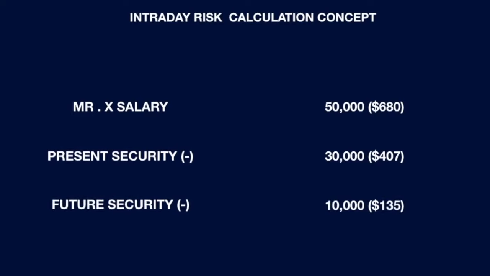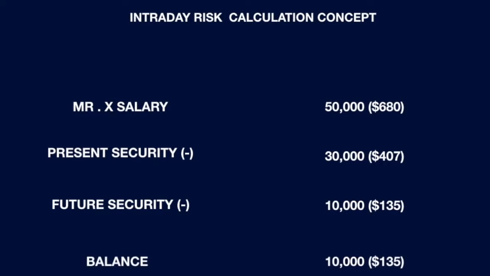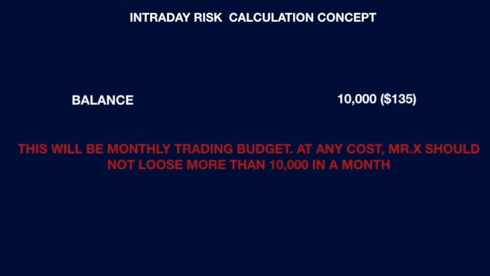Okay? So from 50,000 monthly salary, 30,000 rupees is going for Mr. X's present security and 10,000 rupees for his future security. And the balance that he will have after all these expenses is 10,000 rupees. This 10,000 rupees will be Mr. X's monthly risk capital. Remember, this 10,000 rupees is not his capital. This 10,000 rupees is the maximum amount of money he can lose in a month while trading.